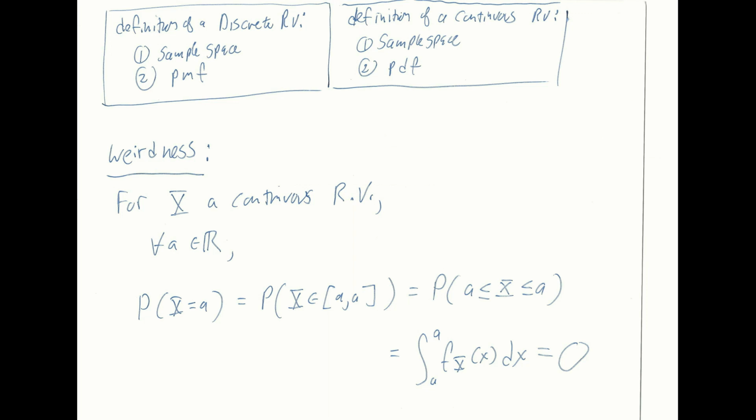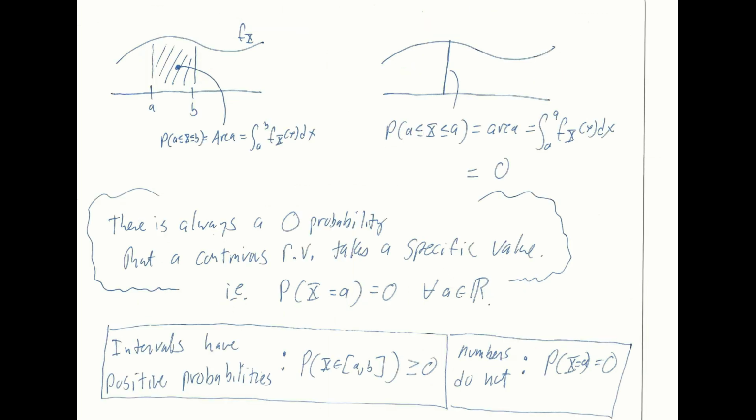If you're trying to integrate some non-negative function from one point to that point again, that integral is always going to be 0. You can see that by thinking about these integrals as area under a curve. So on the left here, I've sketched my density function, little f of x. Along the horizontal axis is my real line, and I've indicated the interval from a to b.